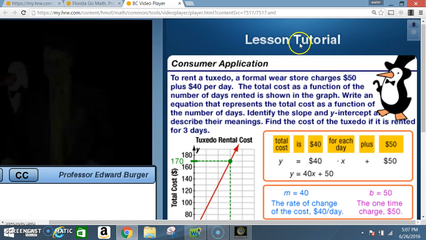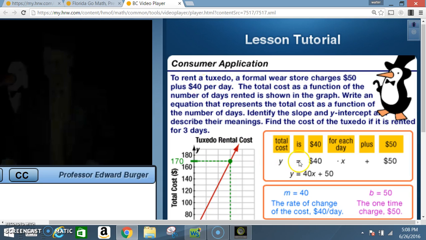Okay, the main thing in this lesson tutorial is you have to know how to write the equation both from the problem and from the given graph. Okay, from the problem, it says to rent a tuxedo, a formal wear store charges $50 plus $40 per day. So $50, that's your initial charge, and $40 per day, that's going to be your slope.